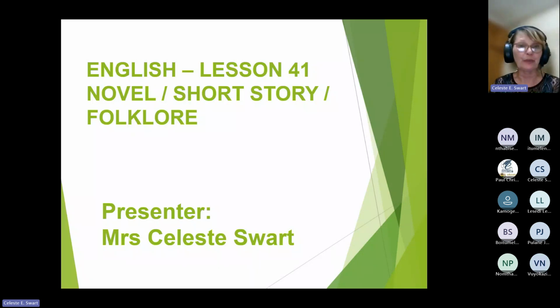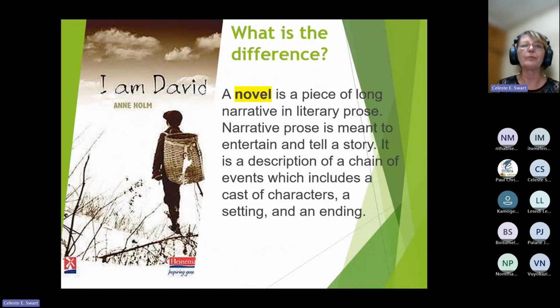This is lesson 41, and we're going to look at the novel, the short story, and folklore. That is because grade 8s have to do all of these genres. I'm Mrs. Swart, and I'm going to try and point out the differences to you and give you short examples of what these genres are. So, what is the difference?